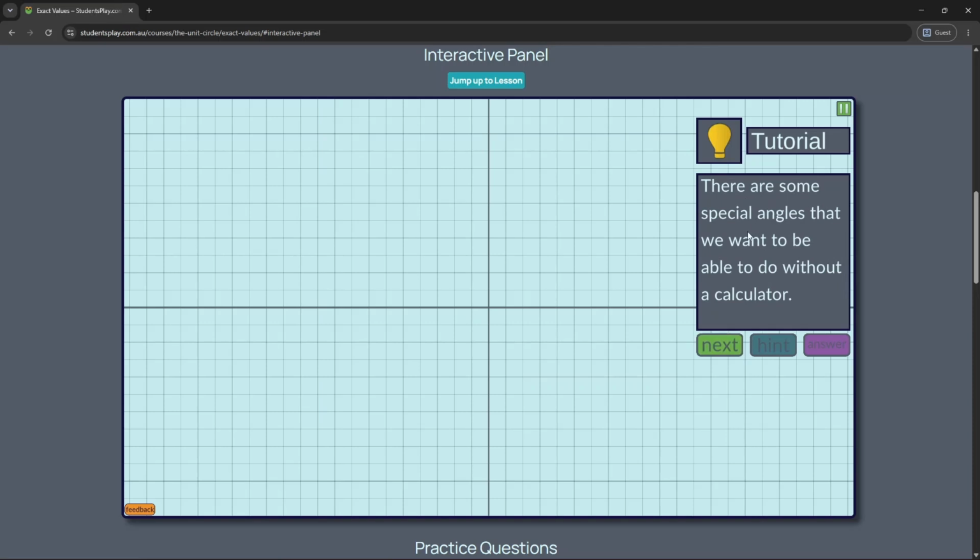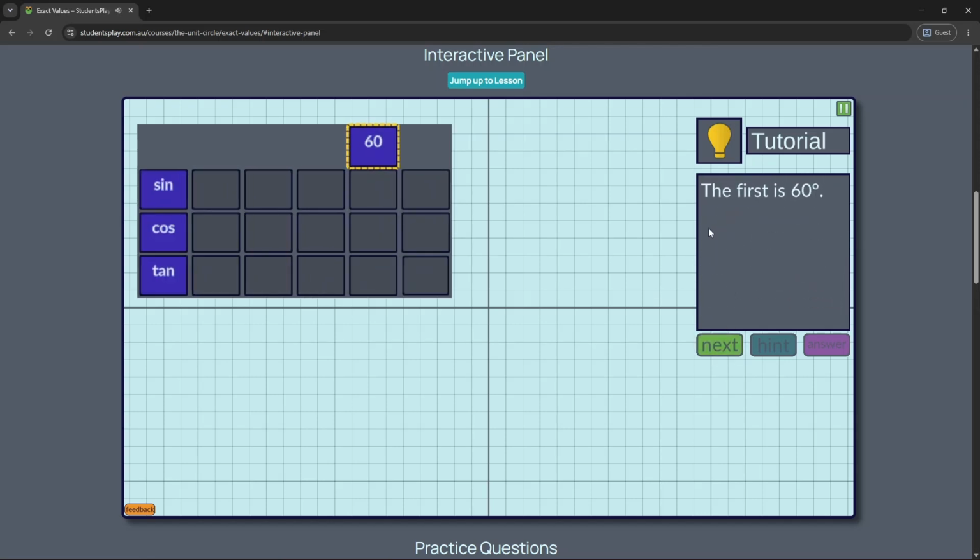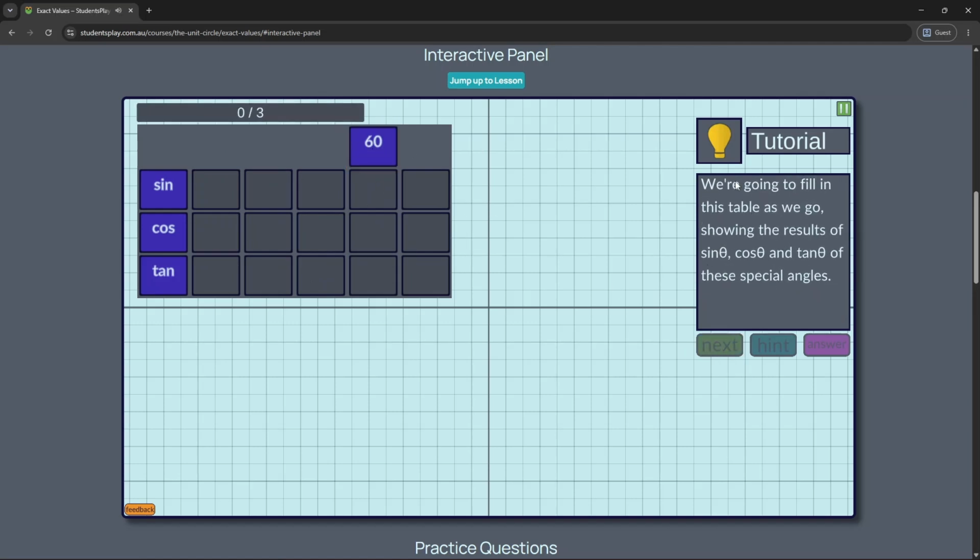There are some special angles that we want to be able to do without a calculator. They're special because they're very common and important in lots of areas of maths. The first is 60 degrees. So we're going to have this table here that we're going to fill in. The first one of those angles is 60 degrees. We're going to fill in this table as we go, showing the results of sine theta, cos theta, and tan theta of these special angles.